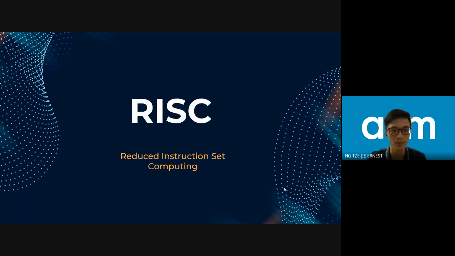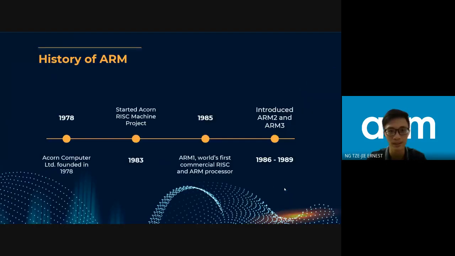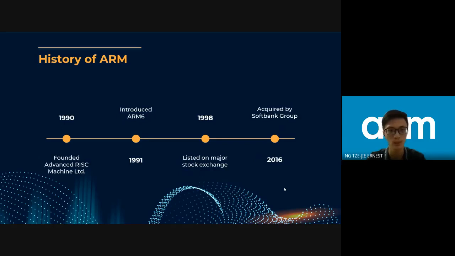The history of ARM started in 1978 as Acorn Computers Limited in the UK. In October 1983, Acorn launched the Acorn RISC Machine project to develop their own RISC processor. In April 1985, ARM1 was introduced as the world's first ARM processor. A few years later, ARM2 and ARM3 were introduced as successors of ARM1. In 1990, Advanced RISC Machines Limited was founded as a joint venture between Acorn Group, Apple Computer, and VLSI Technology.